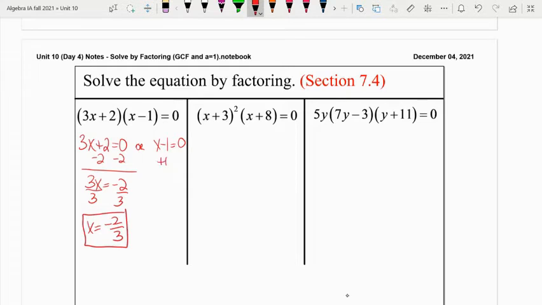The next one's easier. Add 1 to both sides. So we get x equals 1. So the solutions are x equals negative 2/3 or x equals 1.